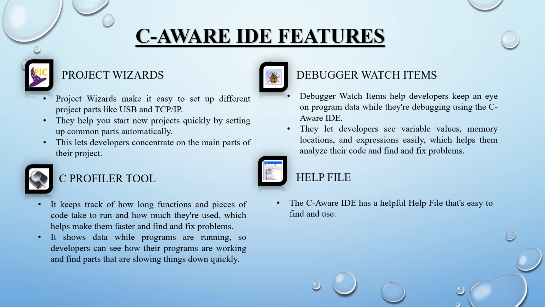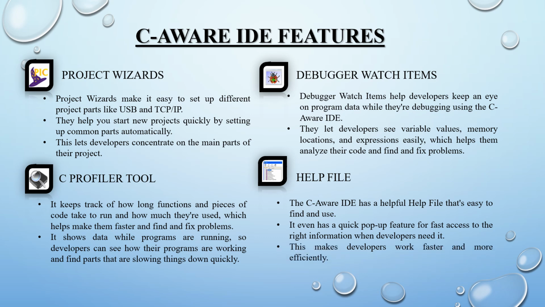Our fourth point is the help file. The C-aware IDE has a helpful help file that is easy to find and use. It even has a quick pop-up feature for fast access to the right information when developers need it. This makes developers work faster and more efficiently.